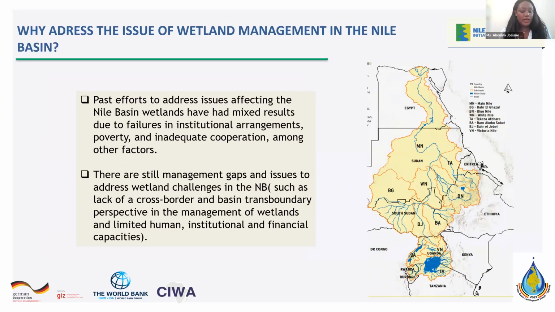Past efforts to address issues affecting the Nile Basin wetlands have had mixed results due to failure of institutional arrangements, poverty, and other factors. And there is still a management gap and issues to address in wetlands management across the Nile Basin, such as lack of a cross-border and transboundary perspective in the management, and limited human and financial capacities.